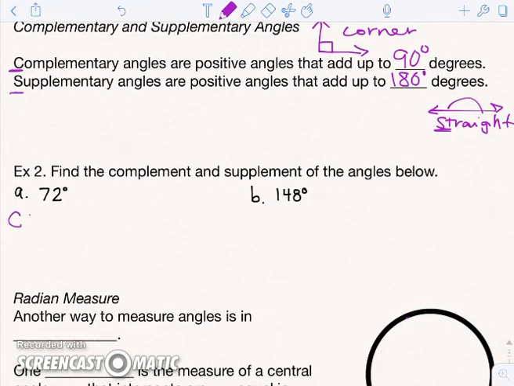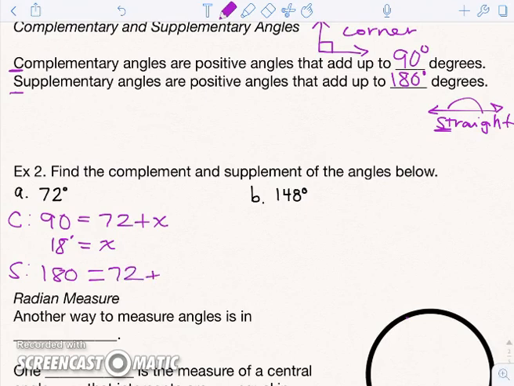For complementary angles, the positive angle that's going to add to 72 to get 90, I would have to do 90 equals 72 plus x, so x is equal to 18 degrees. And supplementary, I'm trying to get to 180, so I would do 72 plus, we'll call it y in this case, and I'll end up with y is equal to 108 degrees.